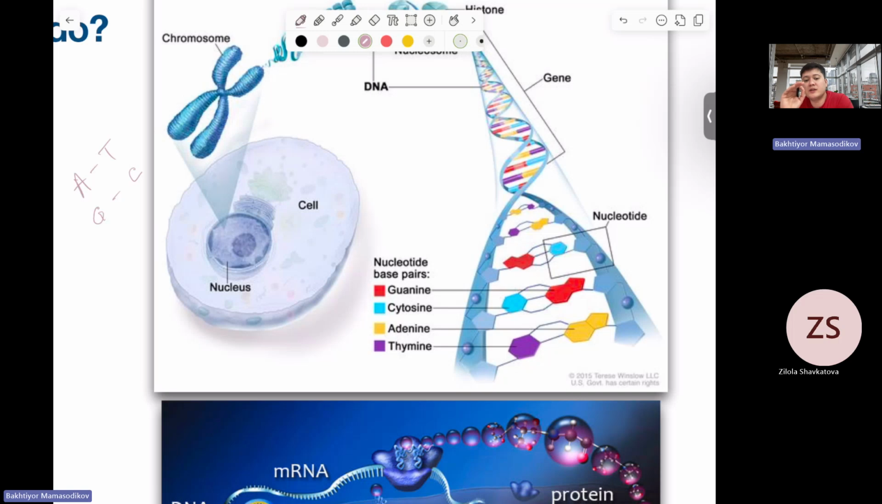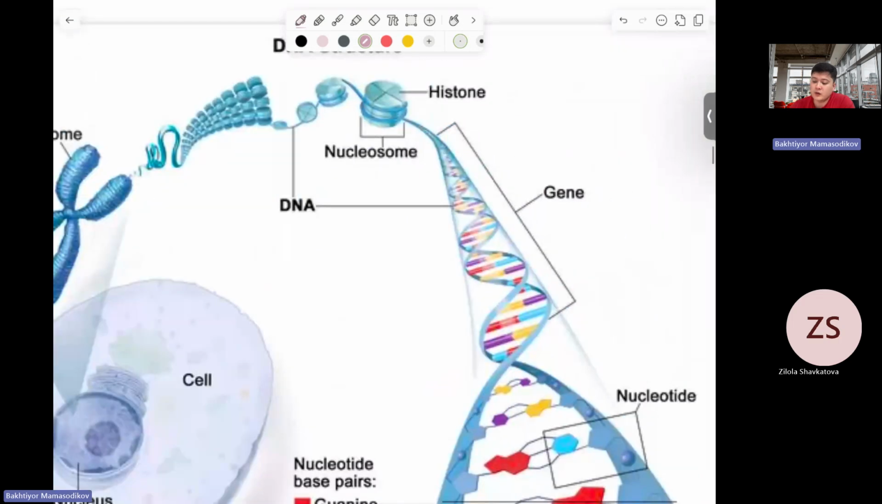The small segment of the DNA that contains instructions for one protein is called a gene, okay? This portion of the DNA, a small segment of the DNA, which contains the instructions for one protein, so this gene is going to synthesize only one protein, is called a gene.